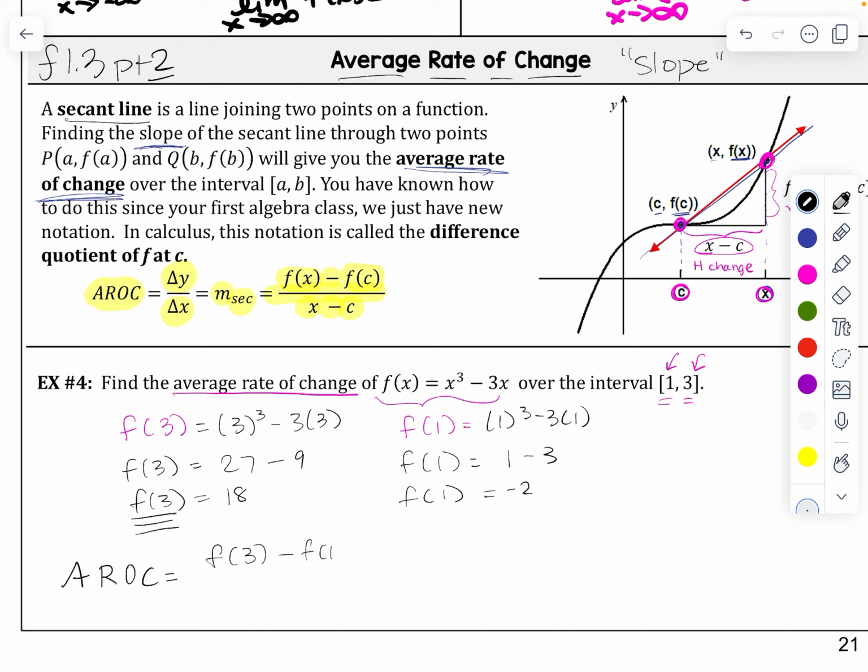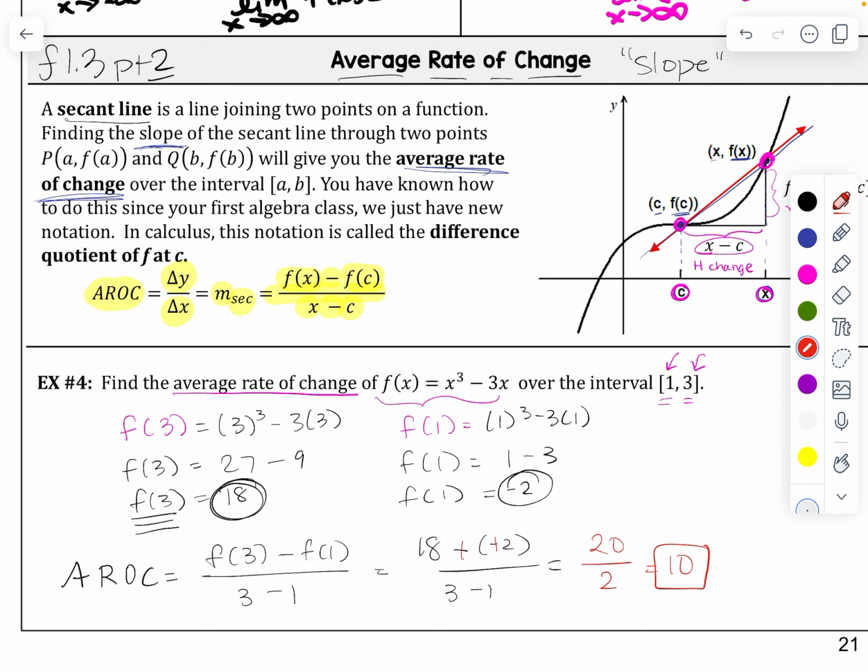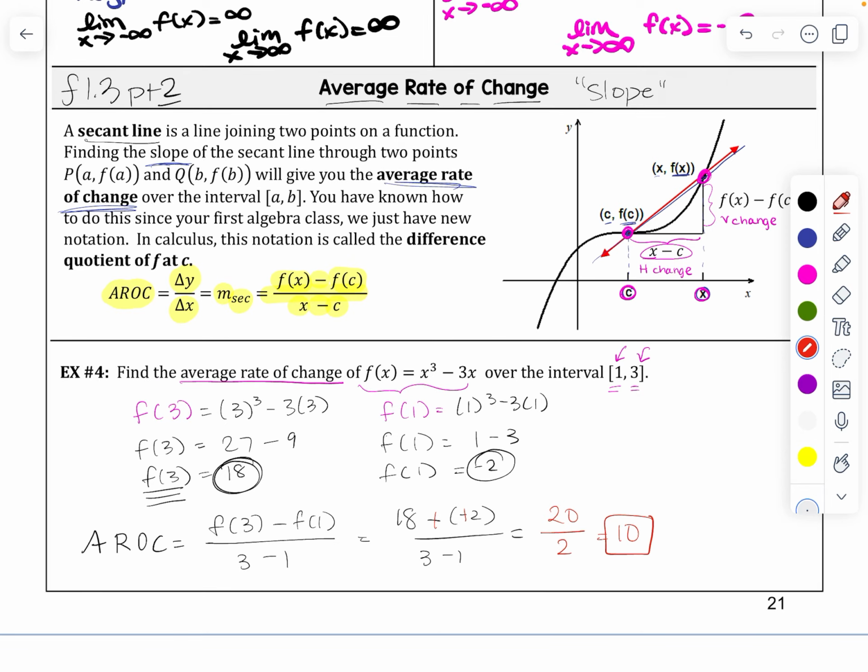So we know that's going to be f of 3 minus f of 1 all over 3 minus 1. Well, we know f of 3 is 18, so we're going to put that here. And f of 1 is negative 2. Don't forget those negatives matter. And then let's simplify. So we get 18 minus negative 2 is 20, all over 3 minus 1 is 2, and we get 10. So our average rate of change on that interval is 10.